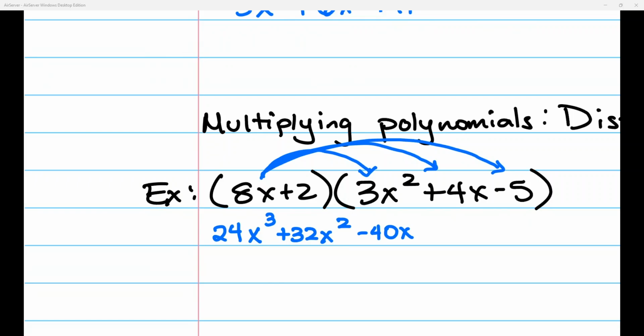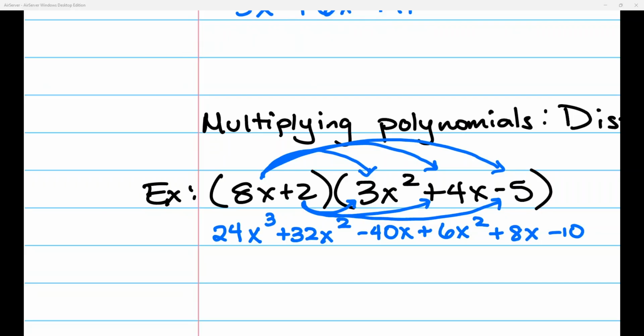No. Now that I'm done distributing the 8x, the next thing I'm going to do is distribute the 2, and I'm going to do it just like I did last time. So I'm going to distribute the 2 to every single term on the other side. So first I'm going to start off with 2 times 3x squared. That gives me a positive 6x squared. Am I done distributing the 2? Nope, not yet. So I'm going to go 2 times 4x. 2 times 4x gives me a positive 8x. Am I done distributing the 2? Nope, not yet. So 2 times negative 5. That gives me a negative 10. Am I done distributing the 2? Yes. Am I done distributing everything in the first polynomial? Yes. So it looks like I'm done with my distribution.